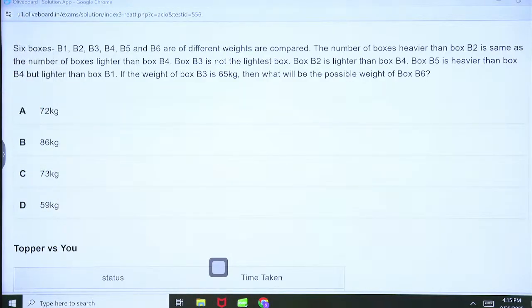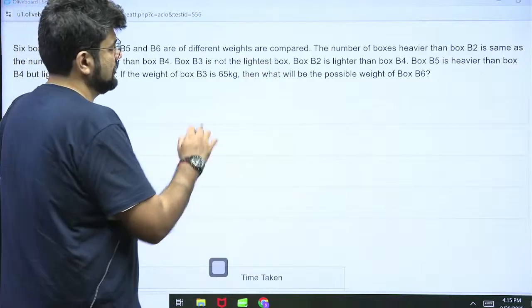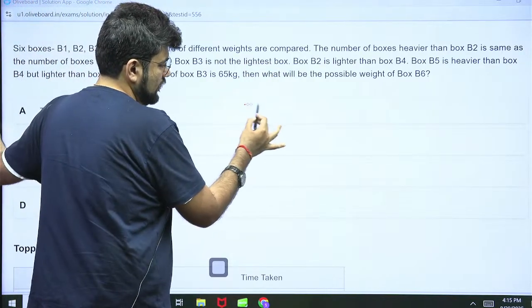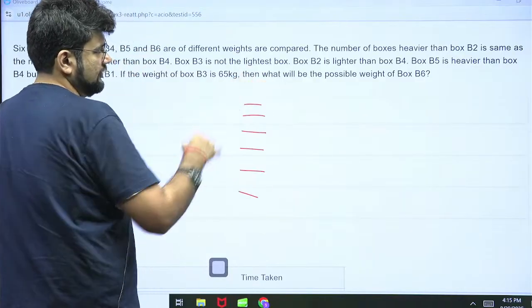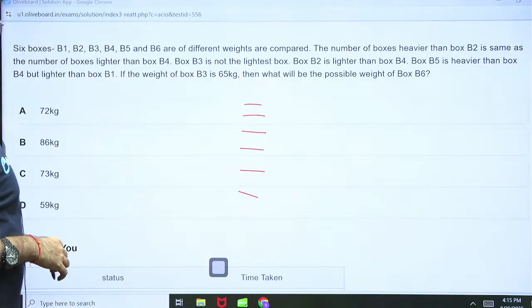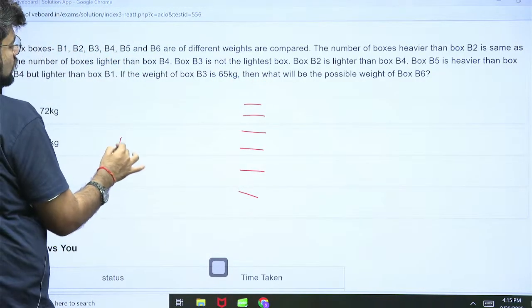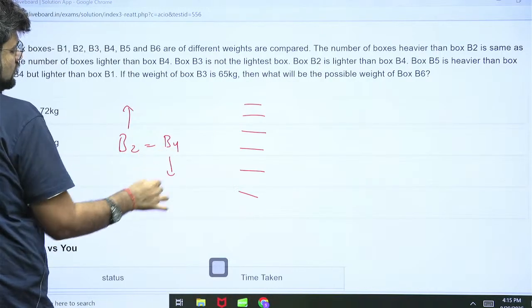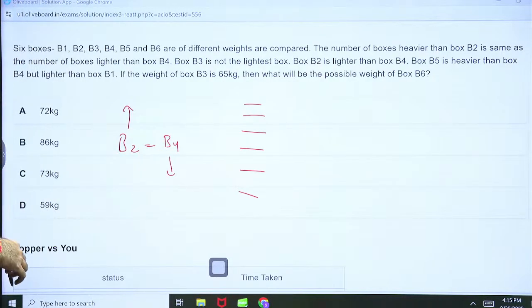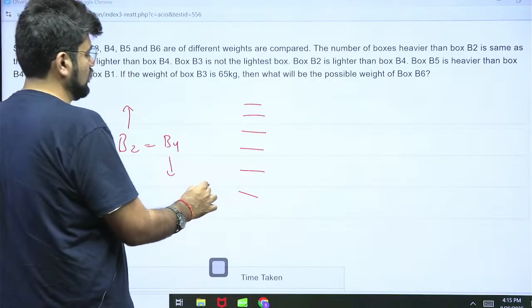Okay, there are 6 boxes of different weights. They are compared. Comparison will always be done like this: 1, 2, 3, 4, 5, 6. So this is the lightest, this is the heaviest. Boxes heavier than box 2 are equal in number to boxes lighter than box 4. Box 3 is not the lightest box. Okay, box 3 is not here.